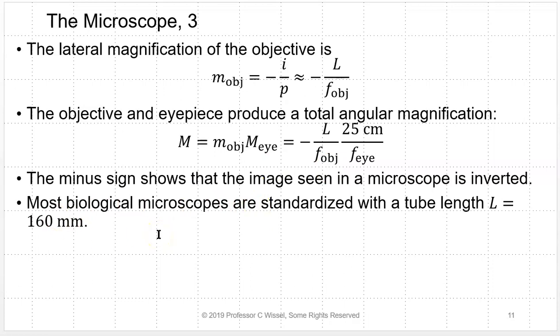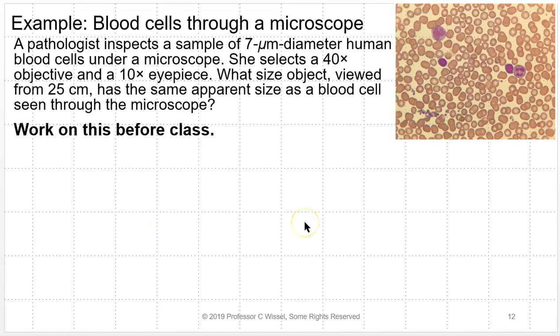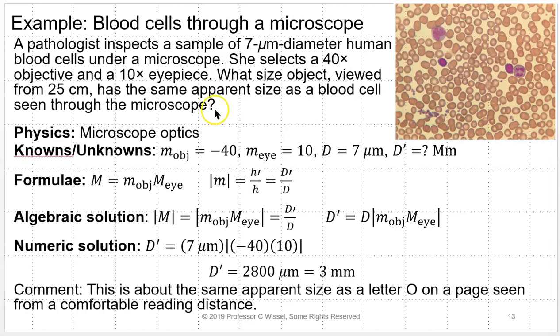Most biological microscopes are standardized with a tube length of 160 millimeters. Blood cells through a microscope. A pathologist inspects a sample of 7-micron diameter human blood cells under a microscope. She selects a 40 times objective and a 10 times eyepiece. What size object viewed from 25 centimeters has the same apparent size as a blood cell seen through the microscope?